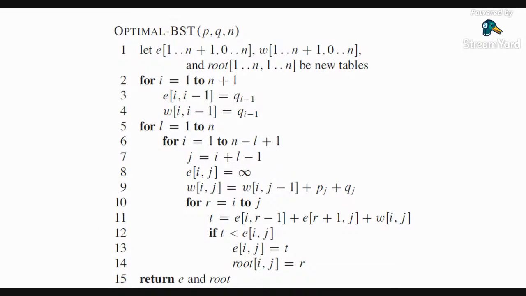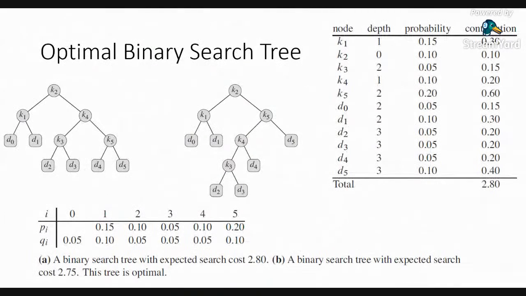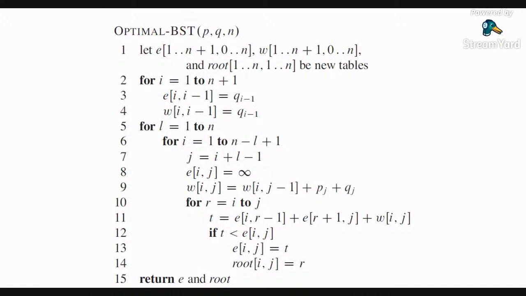So p, q and n, three arguments, are considered as input. What is p? P is nothing but that vector, this p. And q is another vector of unsuccessful probabilities, that second row, and n is nothing but the number of keys. Now, we will construct three matrices. The first matrix dimension will be n plus 1 cross n.